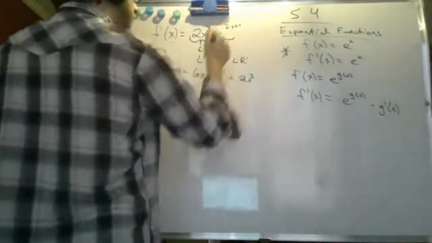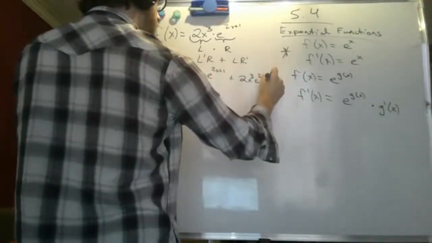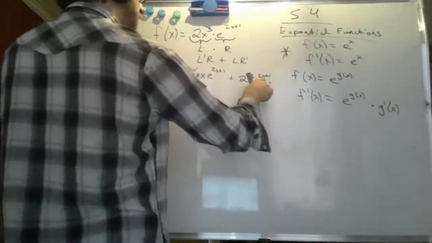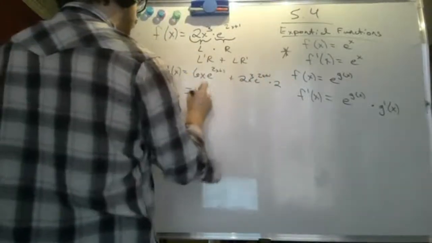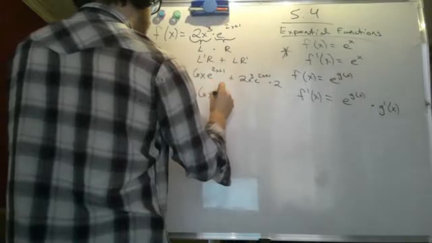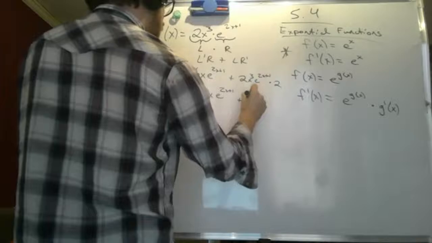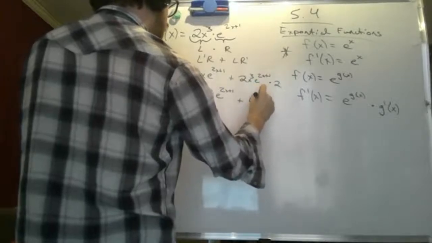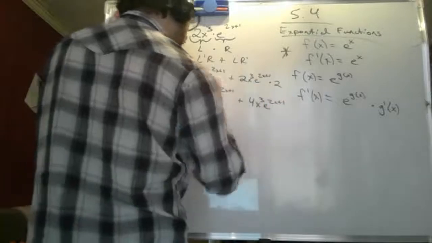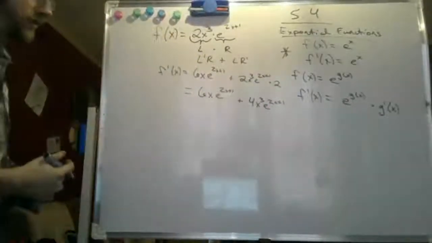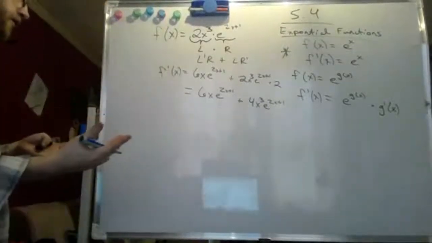So the derivative of e to the 2x plus 1 is just e to the 2x plus 1, but then we multiply it by the derivative of the power, so that's going to be times 2. And so our final answer is going to be 6x e to the 2x plus 1 plus 2 times 2 is 4x cubed e to the 2x plus 1. And there you have it. There's our first derivative. And so this is perfectly a valid answer.